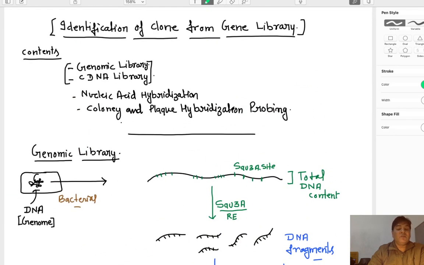The cloned gene can be identified by using nucleic acid hybridization or colony or plaque hybridization probing. These are two techniques for identification of a cloned gene from the genomic library. Either it is a gene library, that is the genomic library, or the cDNA library. In both the cases, we have to use this technique, that is nucleic acid hybridization followed by colony and plaque hybridization probing, to identify the cloned gene, and that we will be observing in the next video.